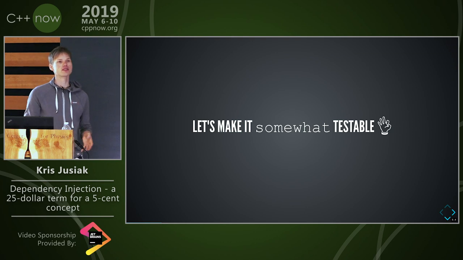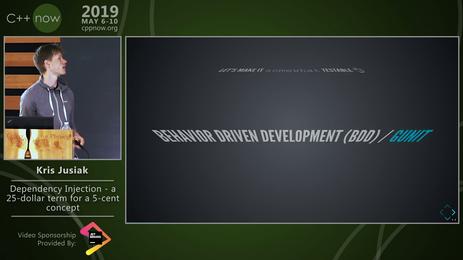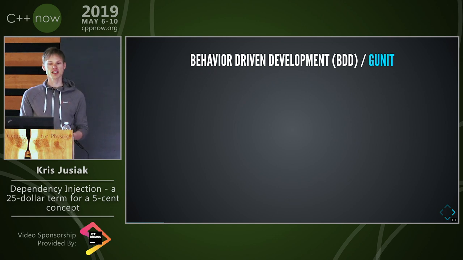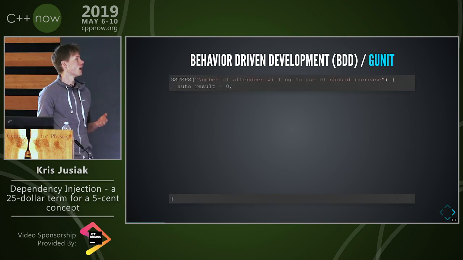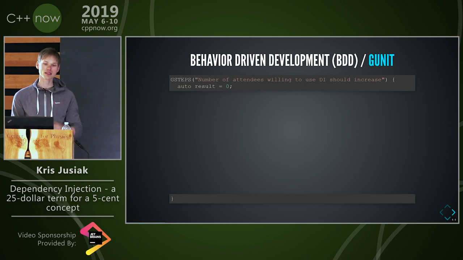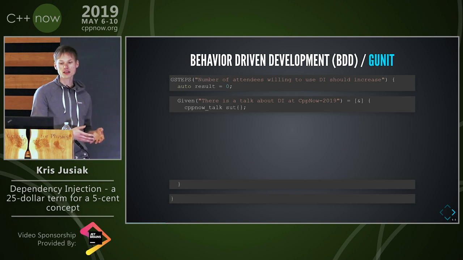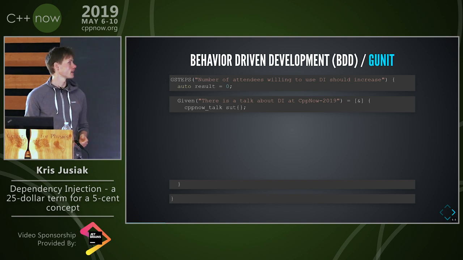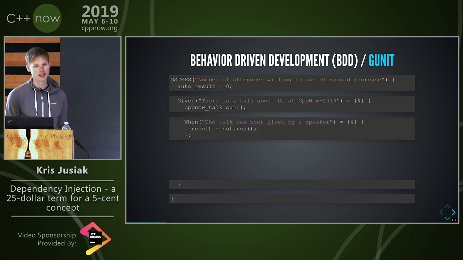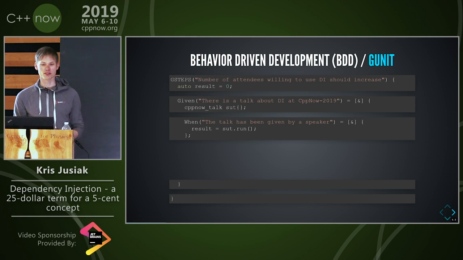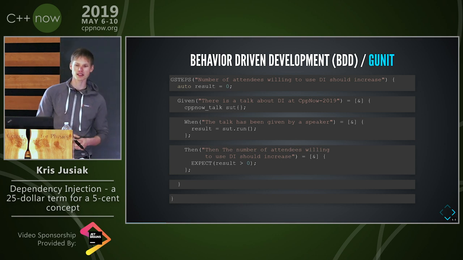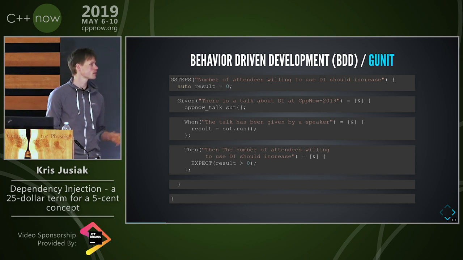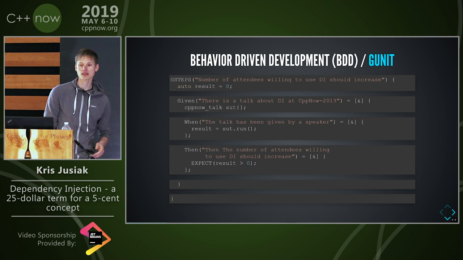So the first thing, let's make it somewhat testable. I mean somewhat, because it still won't be perfect. By that, I'll be talking about behavior-driven development, BDD. Just a small remark on how we can do that: we can implement the steps for the requirement we had. Assuming there is a talk, we have one class already, which is a CppNow talk, the system under test, and that the talk has been given, so we run it. Then the result is that the number of attendees willing to use DI has increased. So yeah, that's already better than before, right? Because we can test it in C++ using some kind of framework. That's not really important, but it's already better.